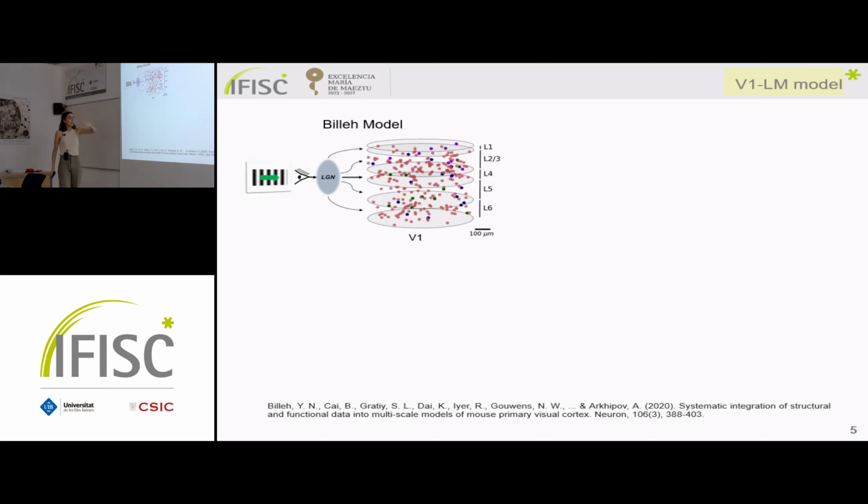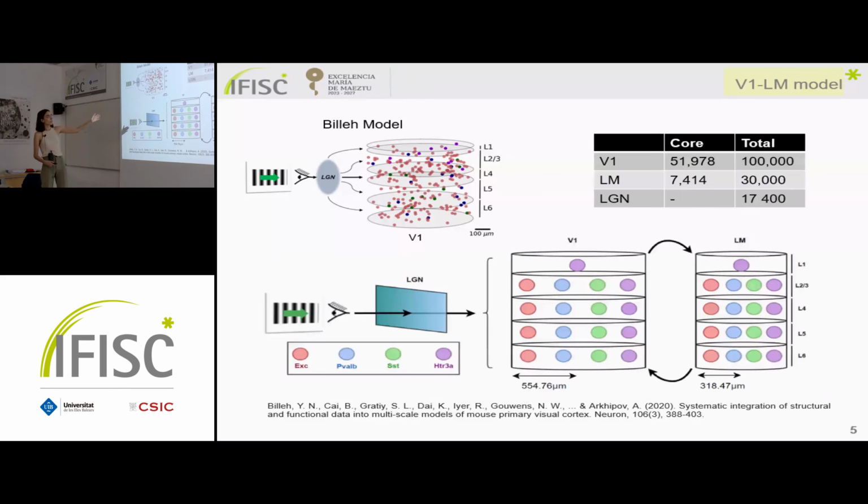The V1LM model is inspired by a primary visual cortex model developed by the Allen Institute, which we named the V1 model. This model simulated the lateral geniculate nucleus, LGN, and the primary visual cortex as a cortical column containing over 200,000 neurons with 5 different cortical depths. The extension of our model with respect to this one is that we incorporate a new area, the lateromedial area, as a cortical column with a smaller radius.